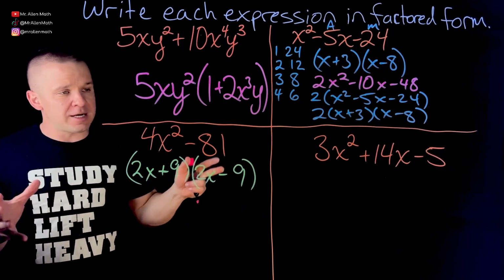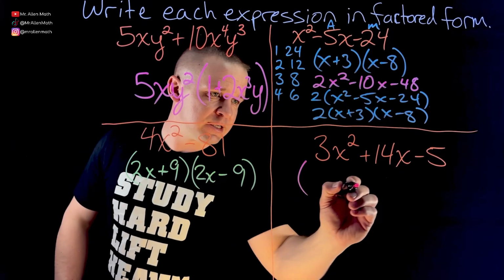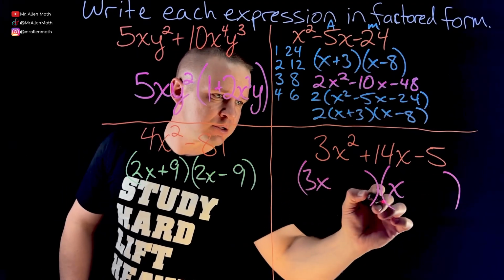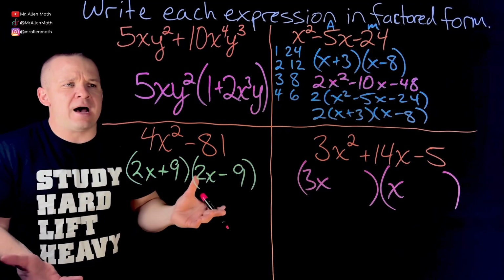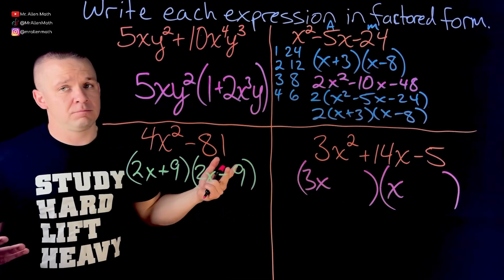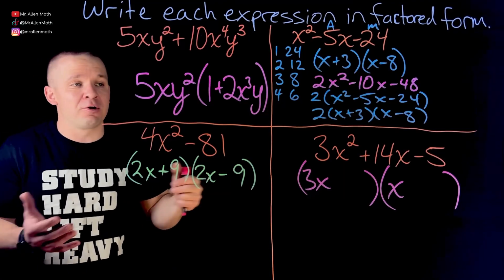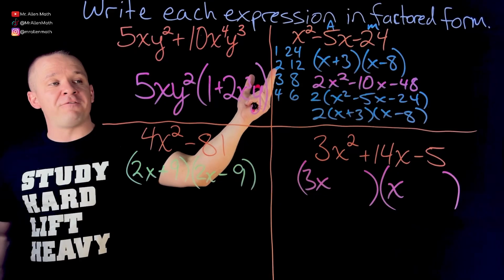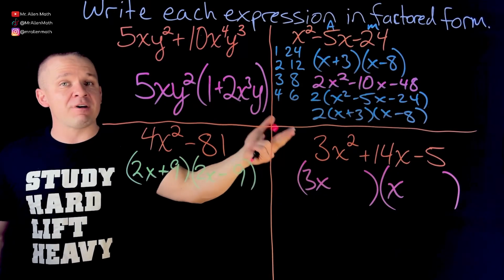Okay, so for guess and check, here's what I do. I set up 2 sets of parentheses. I got 3x here, and I got x right here. How did I know that just right off the bat? Well, the only way to get 3x squared is 3x times x, or x times 3x. There's no other way. So I'm just going to place those guys right there, okay? Then I got to think about my factors with 5. I've got 1 and 5. I've got 5 and 1.